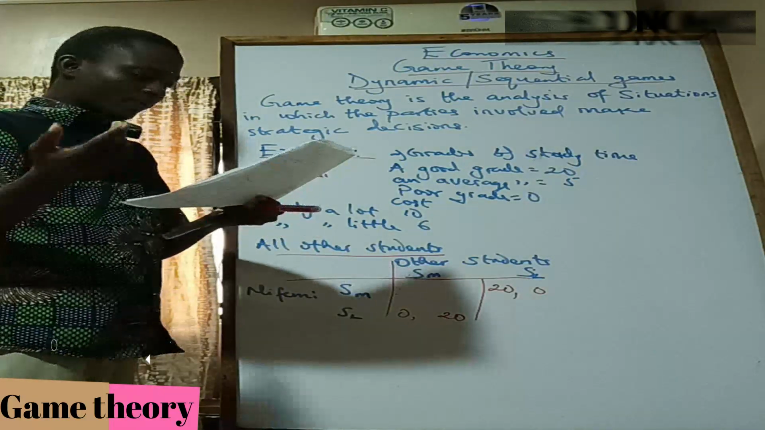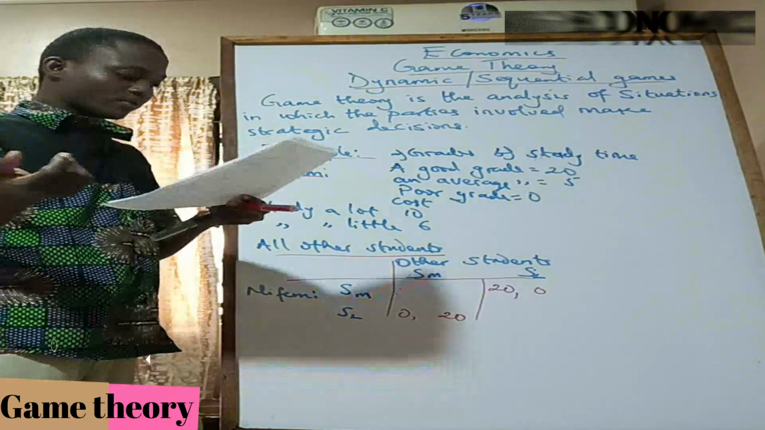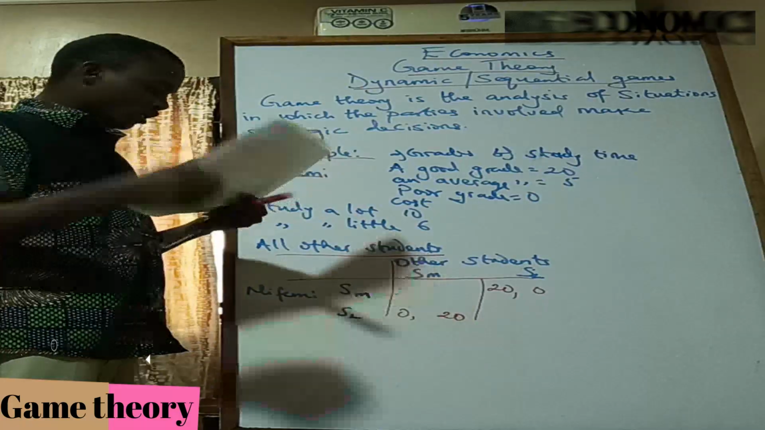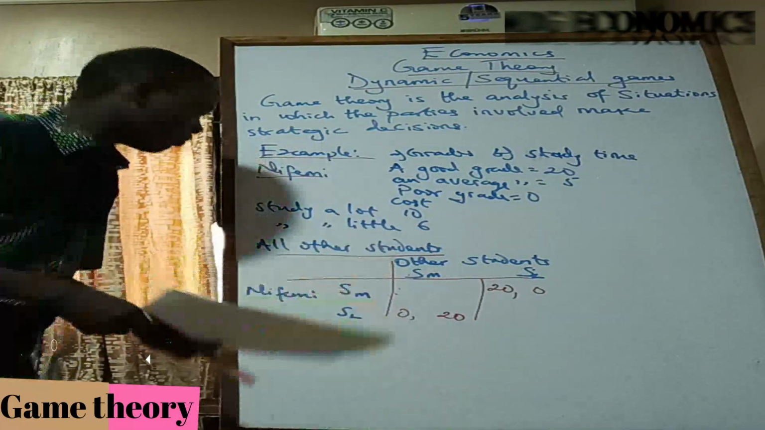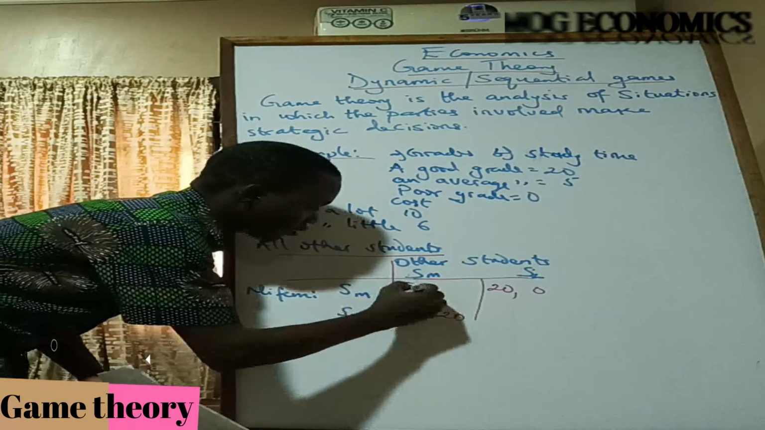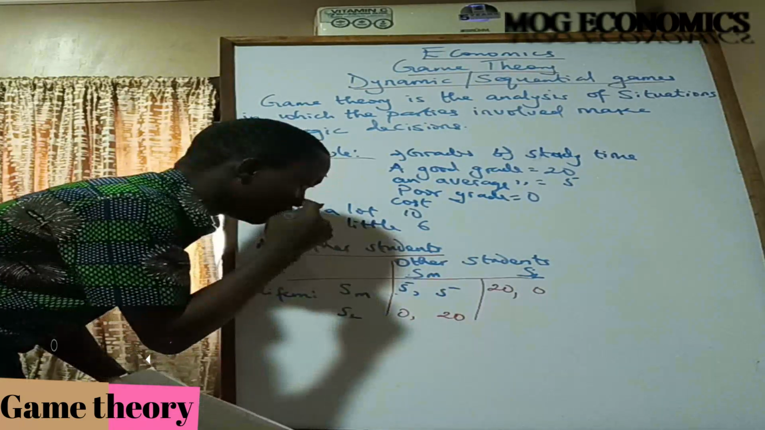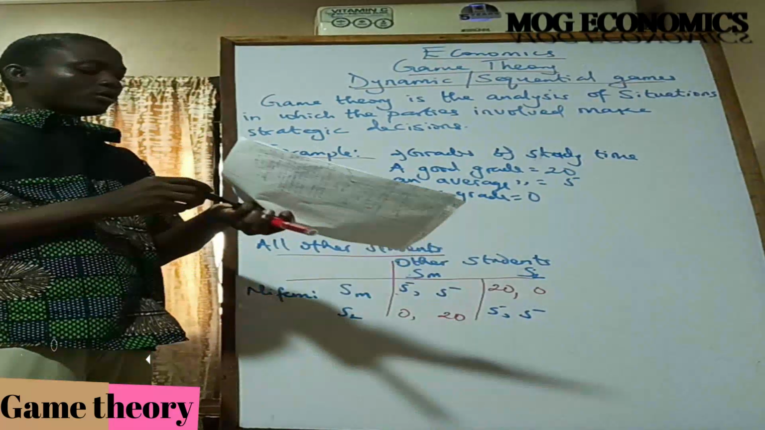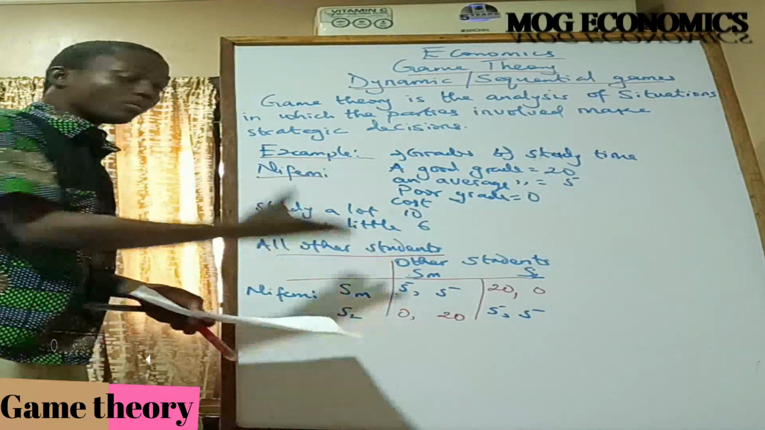Then the next thing now says that if all of them study using the same amount of time, they are going to get average scores. So that means if Nifemi studies a lot and others study a lot, they are only going to get 5,5, like average scores. Then here too, they're going to get 5,5. So with that, we've been able to come up with the matrix with the normal form game.